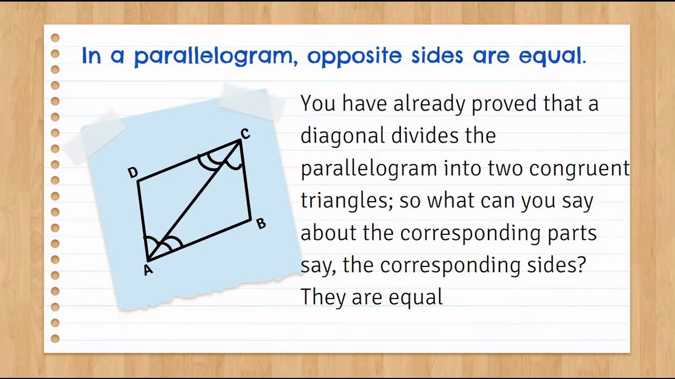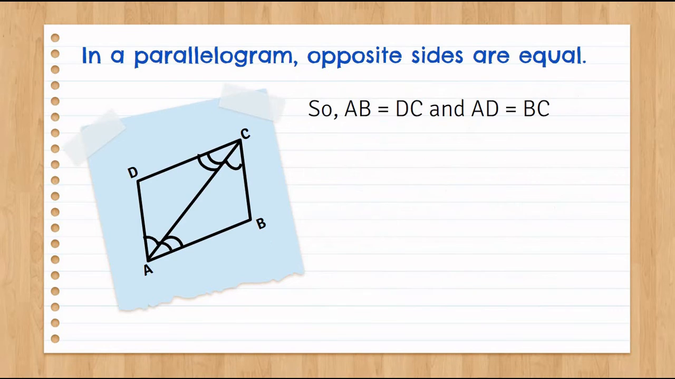Okay, and then actually you have already proved that a diagonal divides the parallelogram into two congruent triangles, that we have seen just before. So what can you say about the corresponding parts? Say the corresponding sides are equal. Yes, we can say that they are equal. So AB is equal to DC and AD is equal to BC. Yes, we have proved this also now very easily.